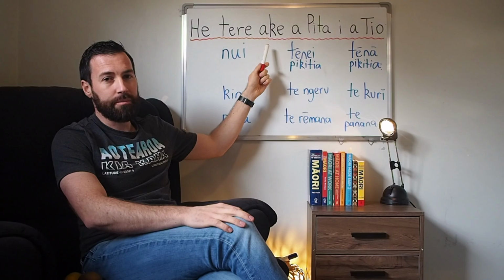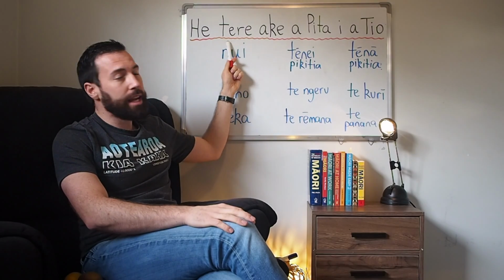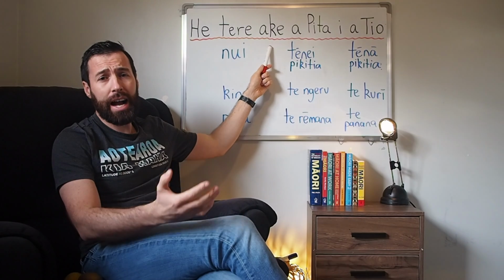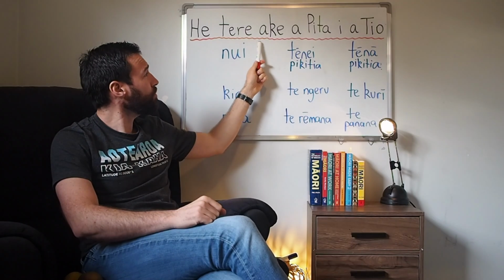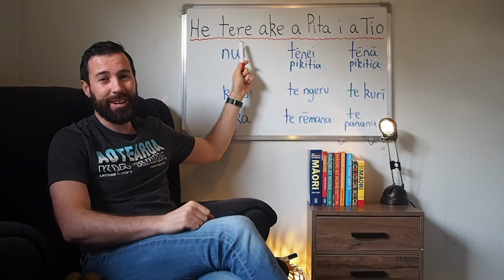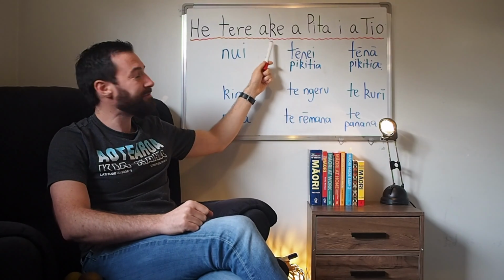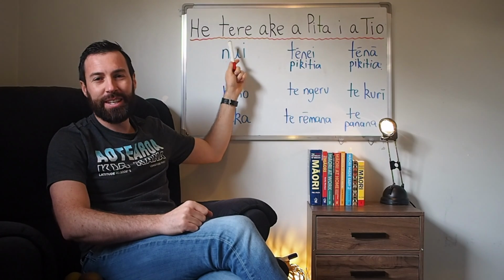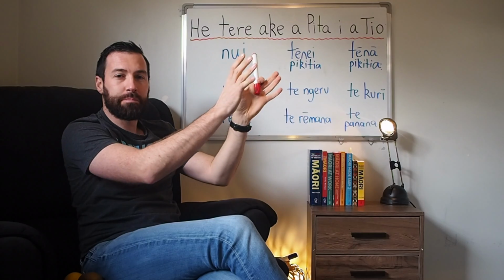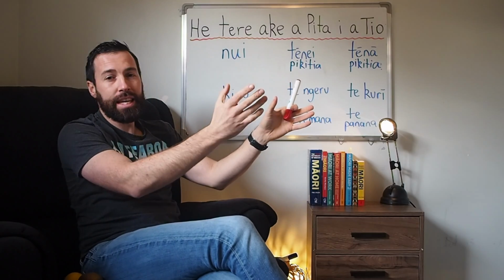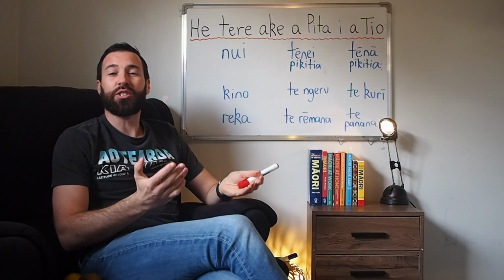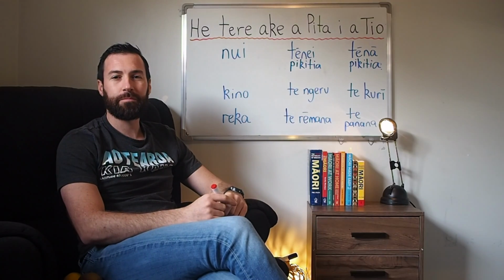He tere ake. Now with this, we've got the adjective, the describing word, quickly followed by ake, and that's the key. Remembering that ake, I see it as like a truck and trailer. Ake being the trailer, it doesn't leave the describing word. He tere ake a Pita i a Tio. That i separates the two things being compared.